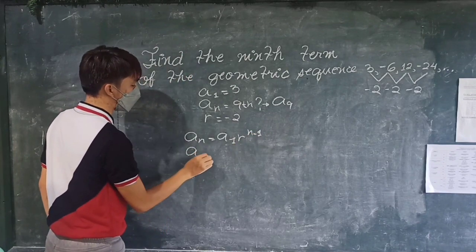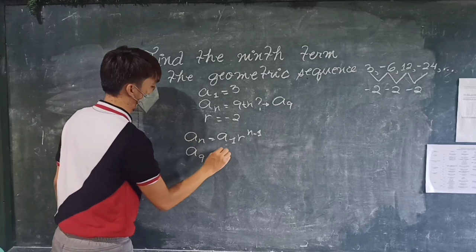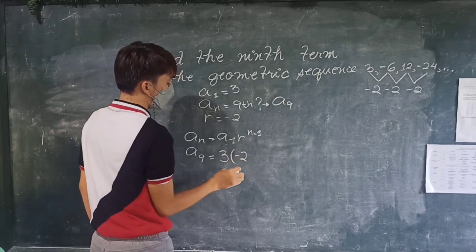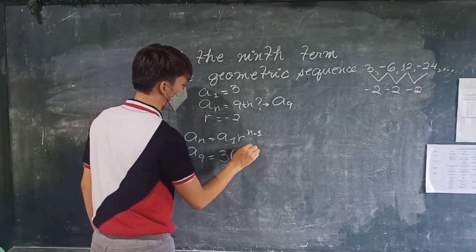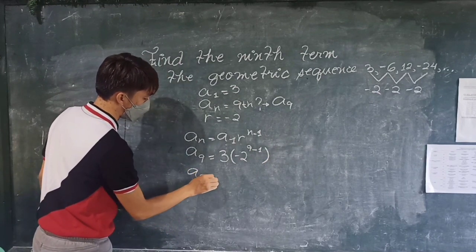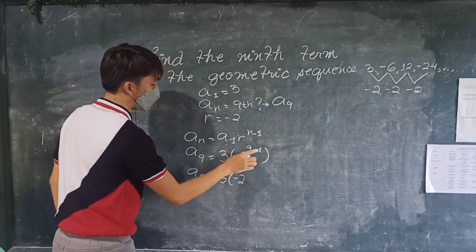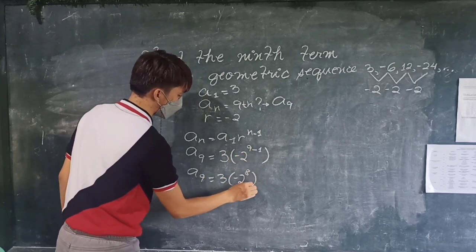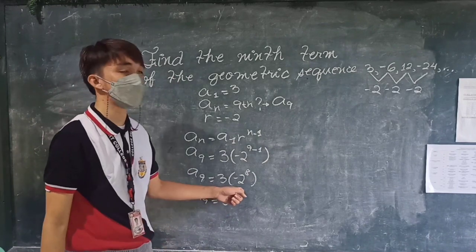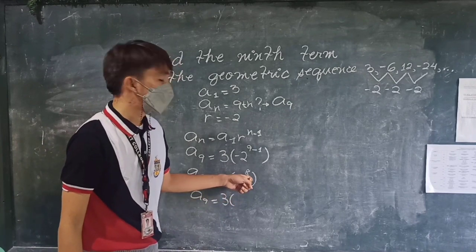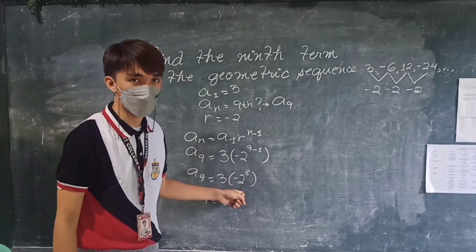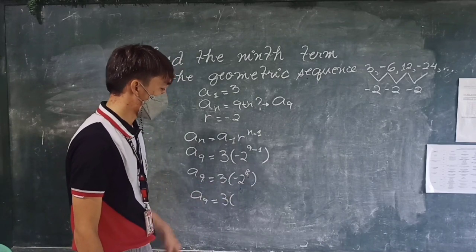So we have a sub 9 since we are looking for the 9th term. A sub 1 is equal to 3. The common ratio is -2 raised to the power of n, we have 9 terms, 9 minus 1. That's it. So we have a sub 9 equals 3 times -2 raised to 9 minus 1, which is 8. So this time, we are going to multiply 2 by itself 8 times. And as you can see, since the exponent is an even number, the answer will be a positive integer. So let's multiply 8 times.